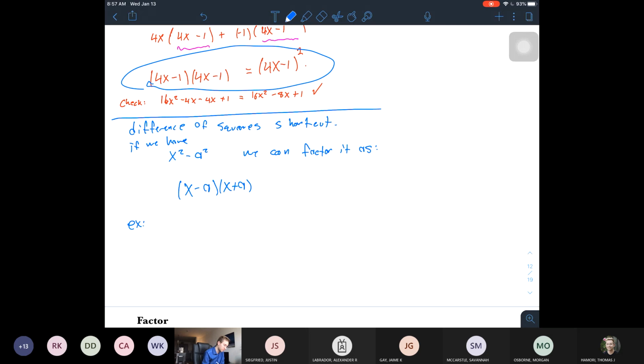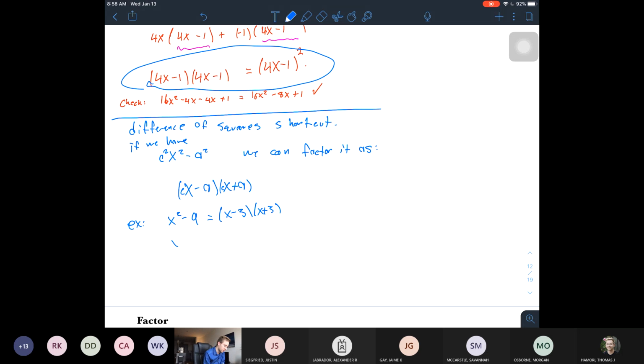So for example, in fact, we can even do it with c squared x squared. We can factor that as cx minus a and cx plus a. So for example, if we had x squared minus 9, that's going to factor as x minus 3 times x plus 3.